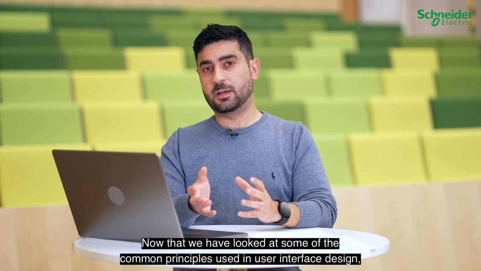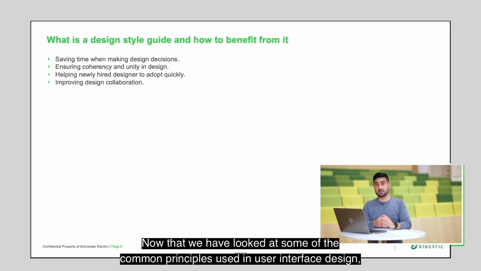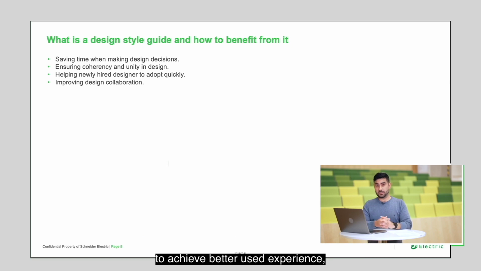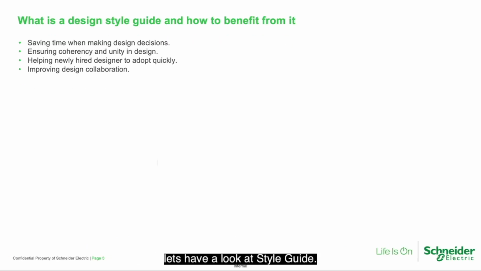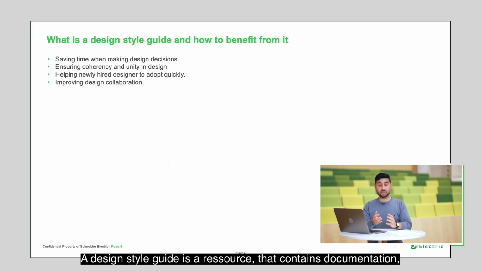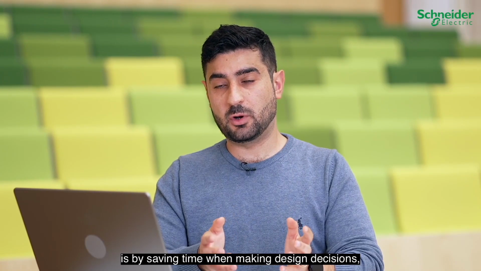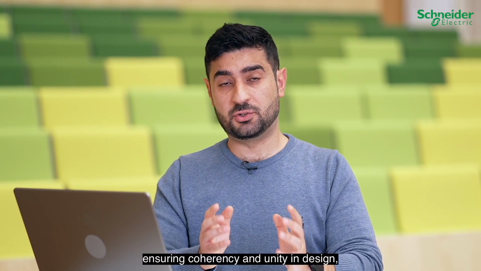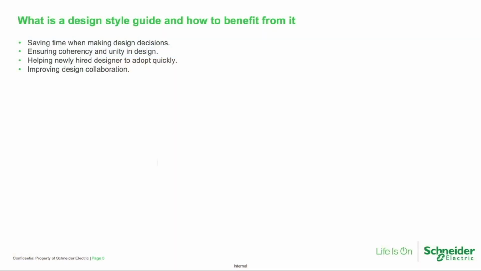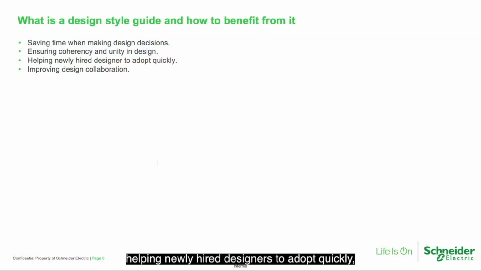Now that we have looked at some of the common principles used in user interface design to achieve better user experience, let's have a look at style guide. A design style guide is a resource that contains documentation and details about your HMI SCADA user interface system. The way you can benefit from having a UI design style guide is by saving time when making design decisions, ensuring coherency and unity in design, helping newly hired designers to adapt quickly, and improving design collaboration across the company.